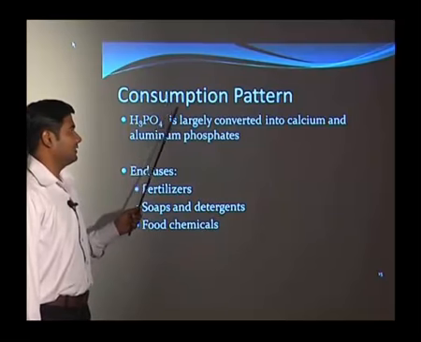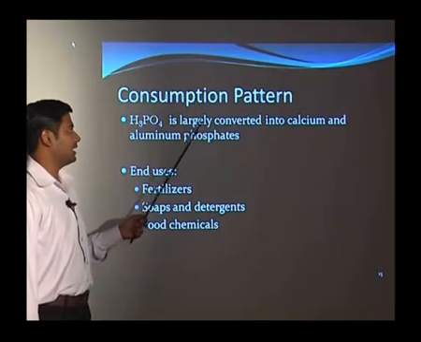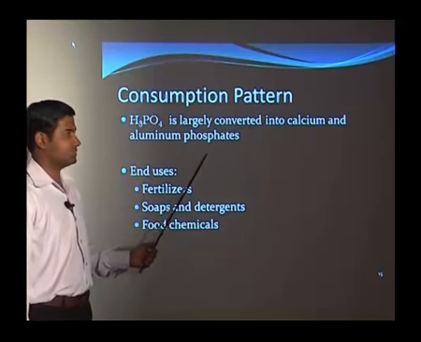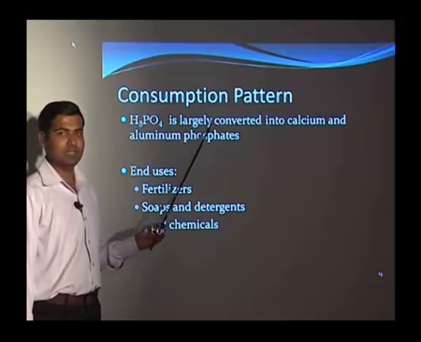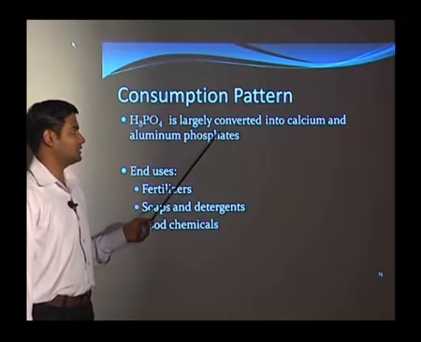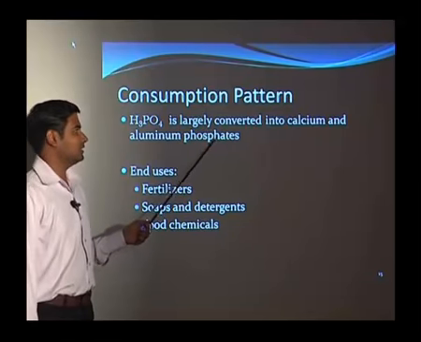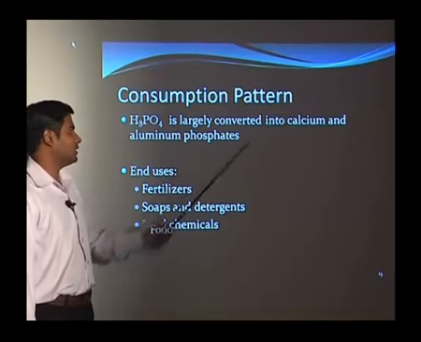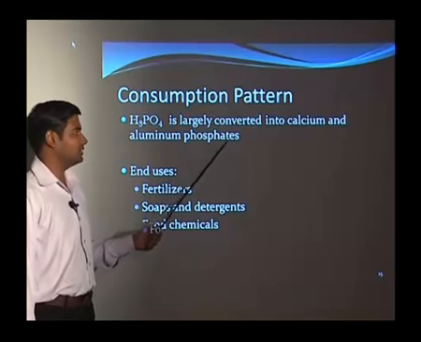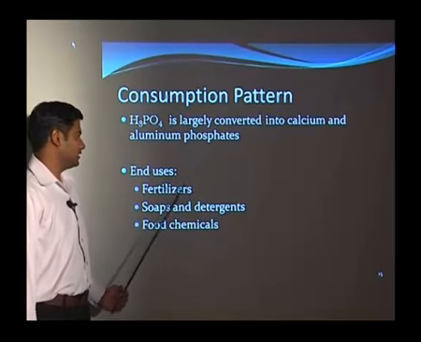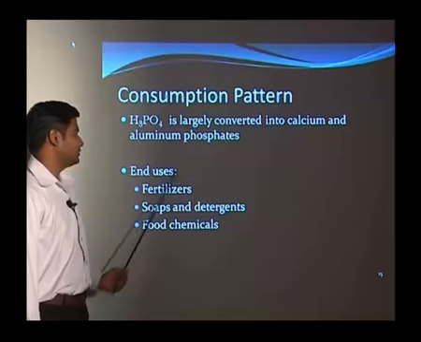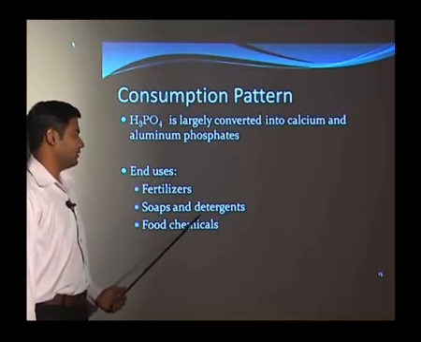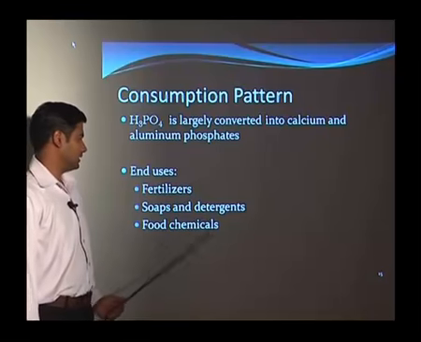If we see the consumption pattern, phosphoric acid is largely converted into calcium and aluminum phosphates. Earlier we saw in the fertilizer industry that phosphates are the most important in terms of fertilizer. So it is largely consumed as calcium phosphate or aluminum phosphate, and the end user of this is fertilizer. The end users are fertilizers like calcium or aluminum phosphate, or we can use it in soaps and detergents, and food chemicals.